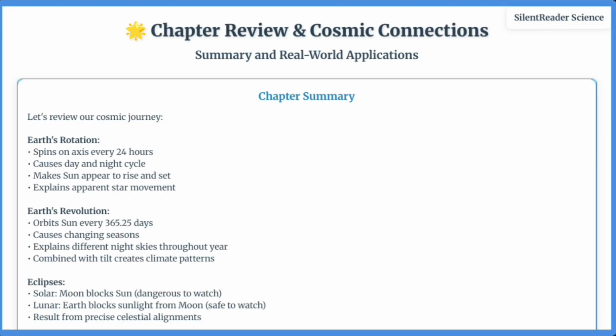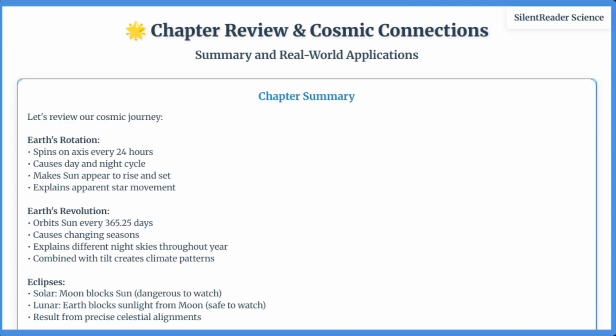Let's review our cosmic journey through this chapter. We've learned about Earth's rotation, spinning on its axis every 24 hours, causing day and night, and making celestial objects appear to move across our sky. We've explored Earth's revolution, orbiting the Sun every 365.25 days, causing changing seasons and different night skies throughout the year. We've understood how the combination of Earth's tilt and revolution creates our climate patterns.